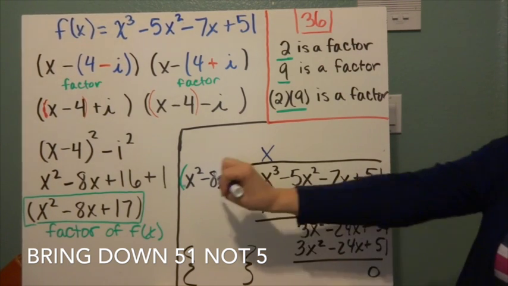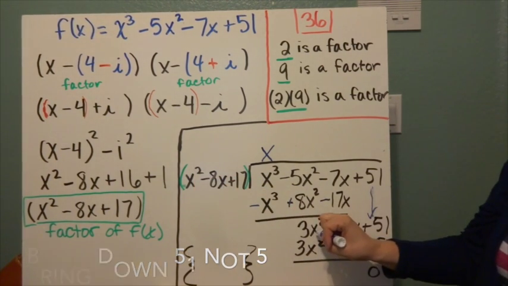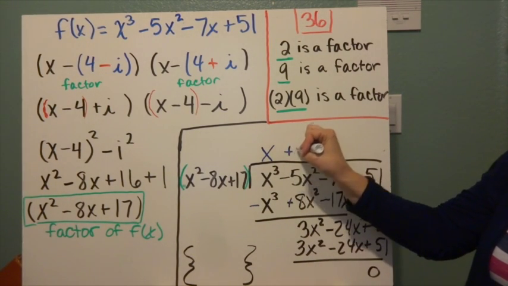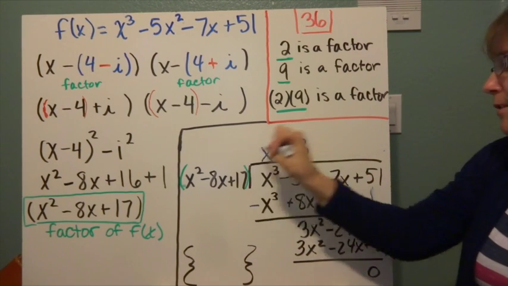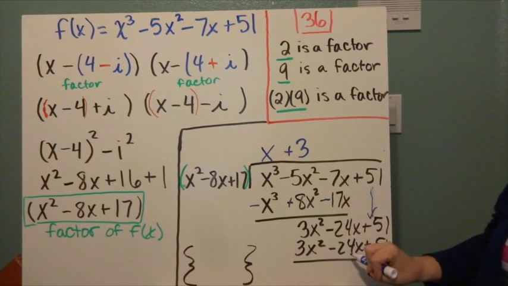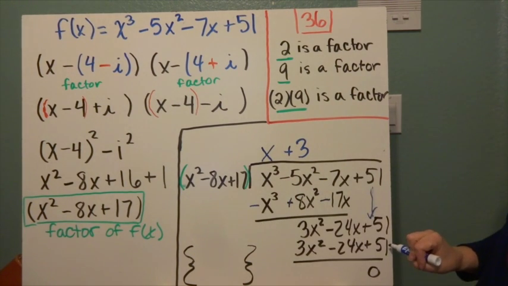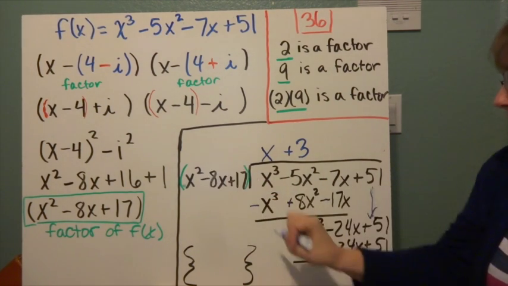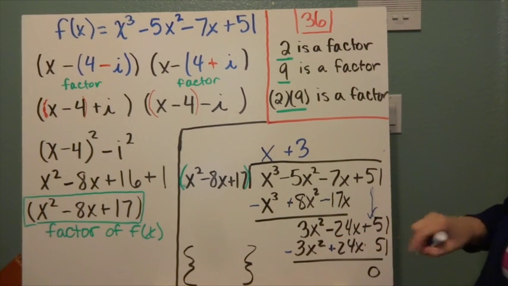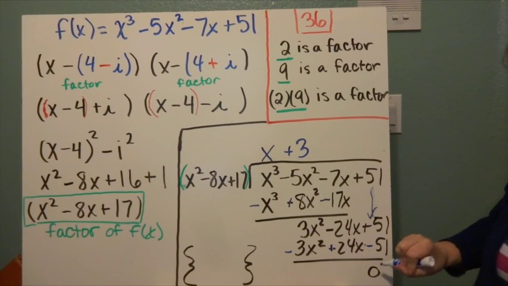And then I'm going to do the same thing. x goes into 3x squared how many times? What times x gives me 3x squared? That's just a plus 3. Then I multiply that 3 times each of those terms, and I get 3x squared minus 24x plus 51. Then I subtract, so add the opposite. And I get 0, which I anticipated.